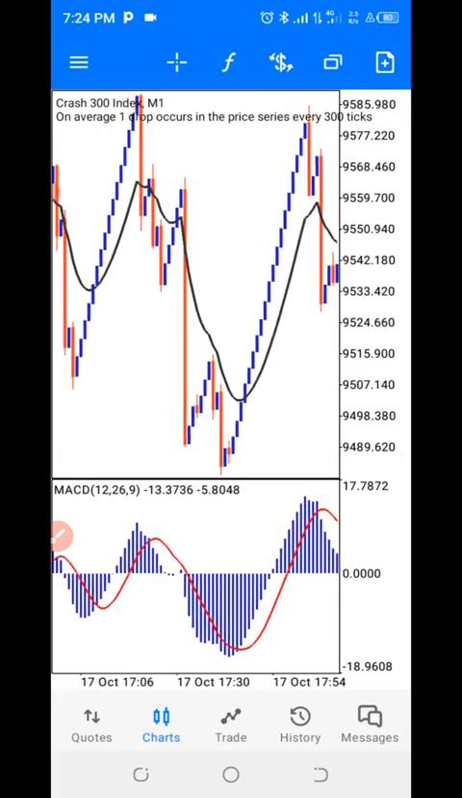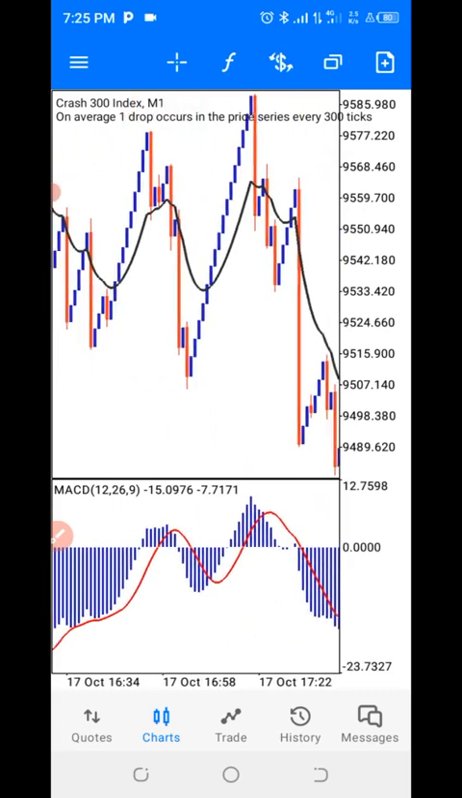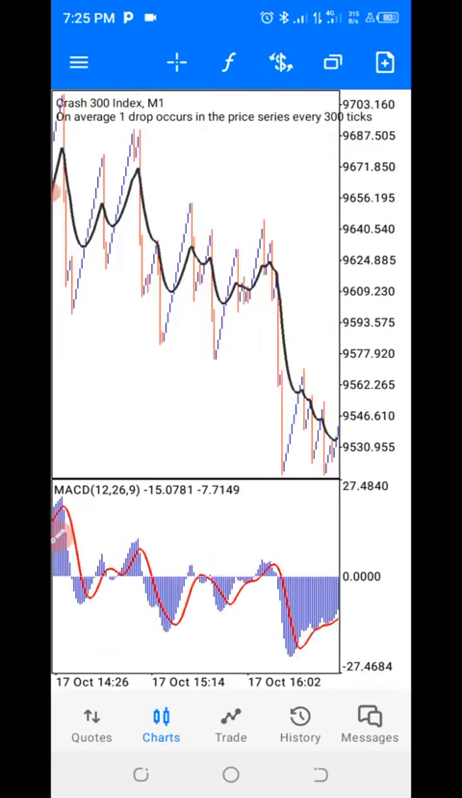So this is one. If you do your backtest very well, you have a lot of opportunity. That is one.